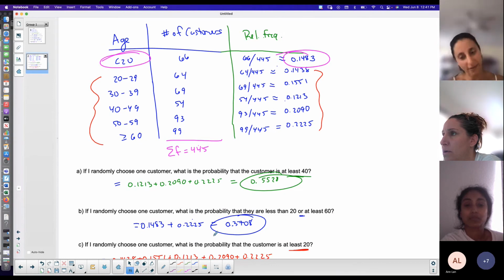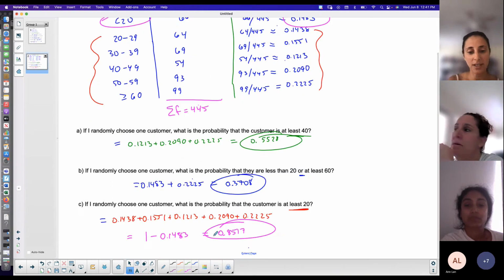Complementary events are going to make our lives easier because obviously it can decrease the time spent with calculation.